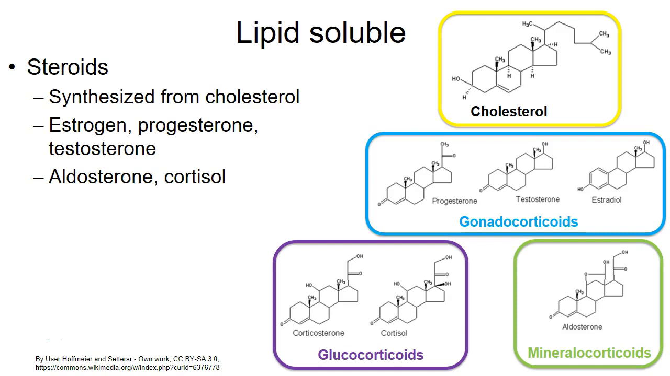Now we can break these lipid hormones, these steroids, up into three broad categories. Some are called glucocorticoids, some are called mineralocorticoids, some are called gonadocorticoids or sex hormones. Where's the receptor located for these guys? They're lipid soluble. Inside the cell, absolutely, inside the cell. Okay? All right.